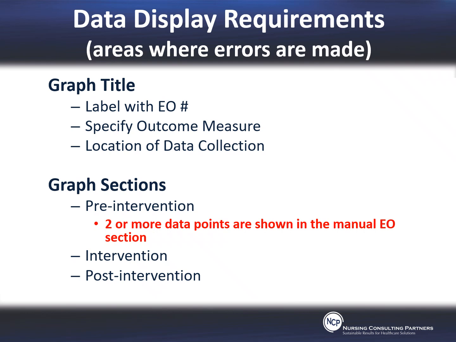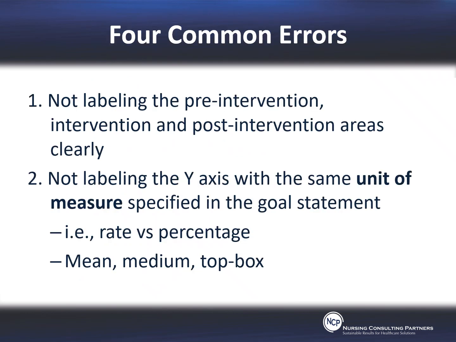When you look at the EO section in the manual, you'll also note that in their examples, sometimes they've put in two data points in the pre-intervention. Not required, but kind of implied. So we do that when the data makes sense to present it that way when we work with organizations. So the four common errors: not labeling the pre-intervention, intervention, and post-intervention areas clearly with the right dates, not labeling the y-axis with the same unit of measurement as the goal.